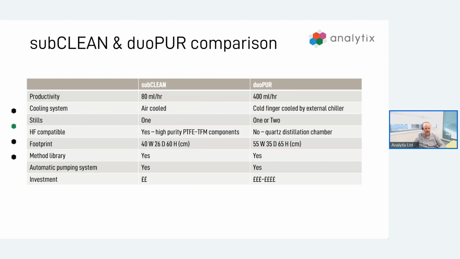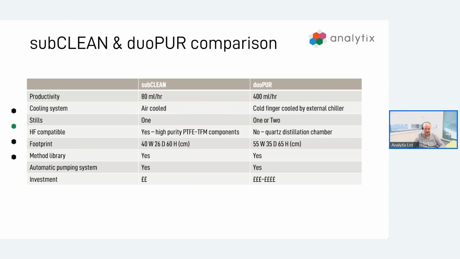Neither of the systems is really recommended to work with sulfuric acid, just because sulfuric's boiling point is very high. We would probably have to heat it in excess of 300 degrees to start the distillation process, and there are TFM components in both systems which wouldn't be able to handle this acid. But the more commonly used ones like nitric, HCl, HF, if you've got the subclean, or hydrogen peroxide, can all be processed depending on which platform you choose.